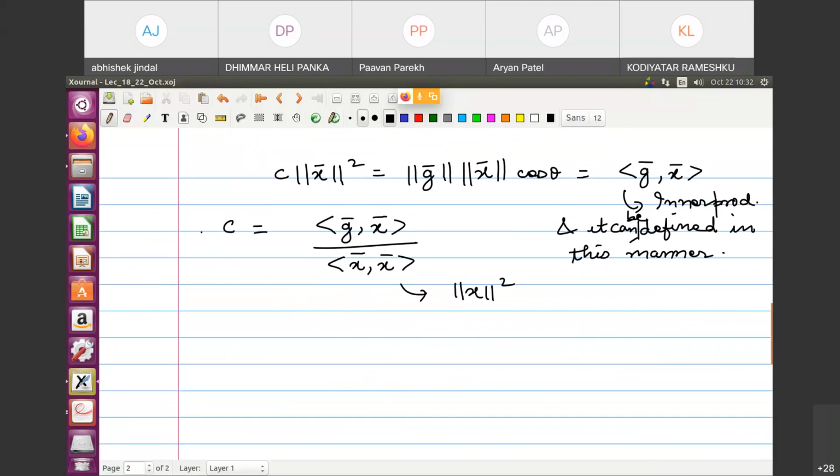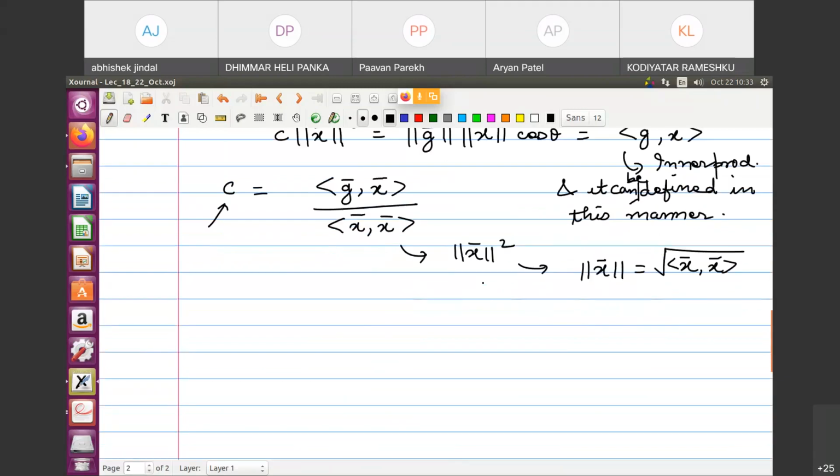So what can we see? This is the constant, or you can say the scalar, which can be easily obtained by finding the inner product of G with X and dividing it by the self inner product, or you can say the norm squared. Because the norm is the square root of this, so if you square it, we get that.